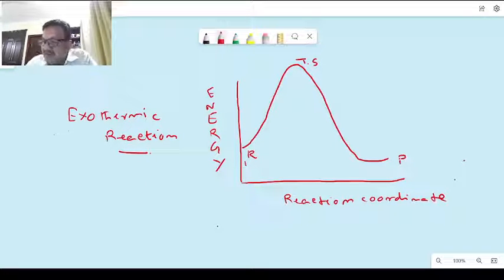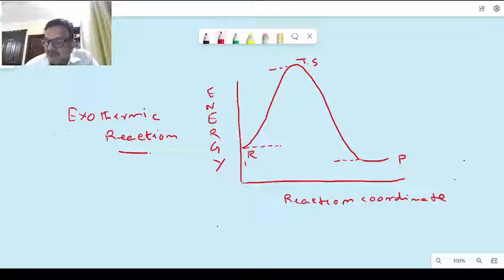Now here we can see the energy of the transition state. In the case of an exothermic reaction, the transition state is closer in energy to the reactants. This is the energy of the reactants, and this is the energy of the transition state. So this is closer in energy to the reactants compared to that of the products. This is the energy of the products. So the transition state resembles the reactants more. That is Hammond's postulate.